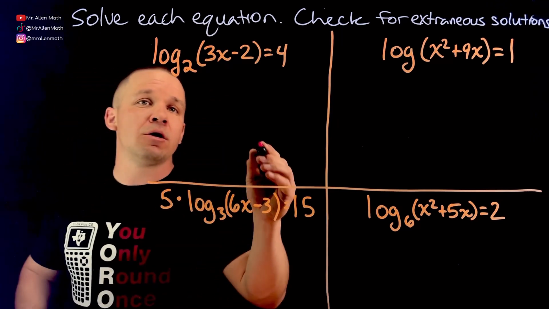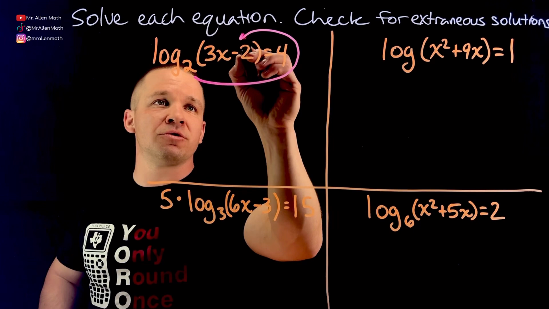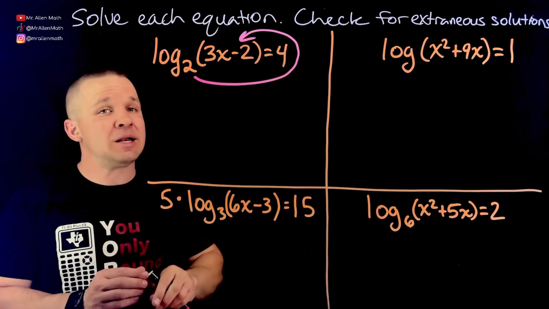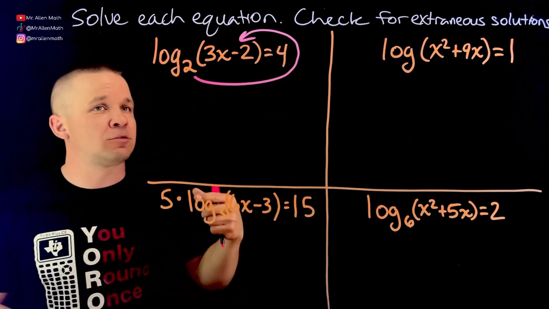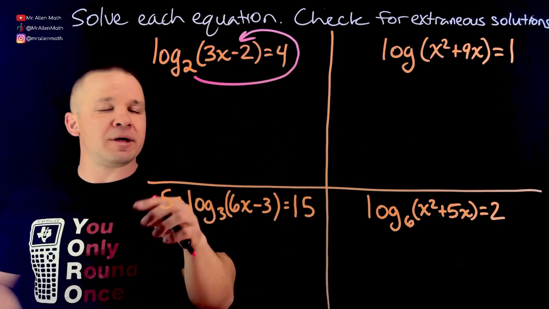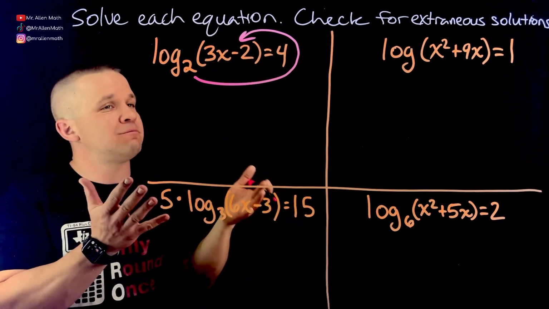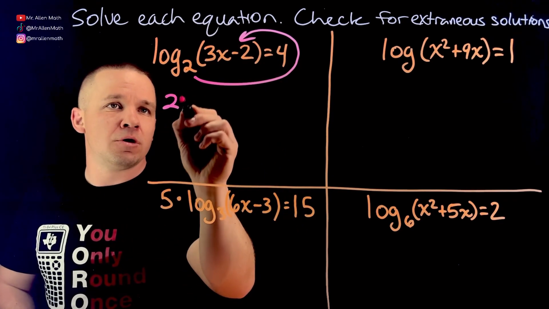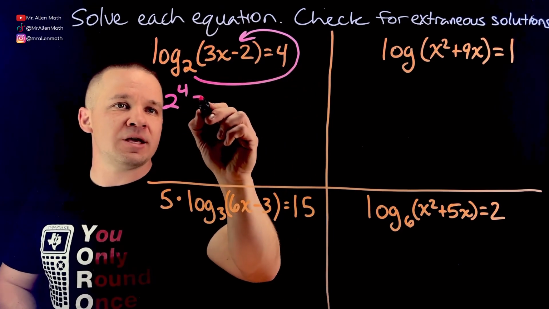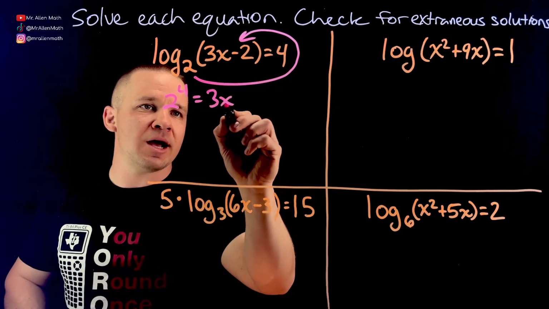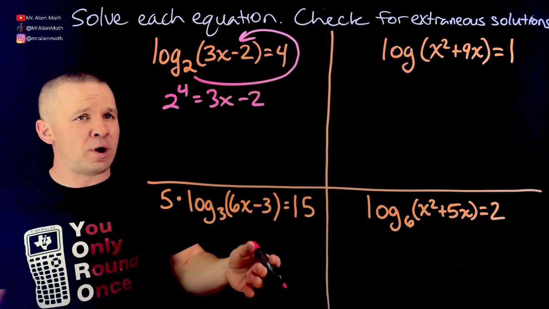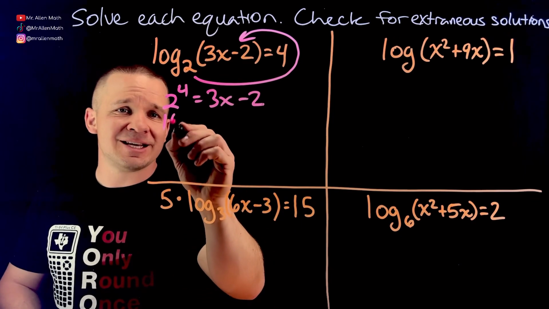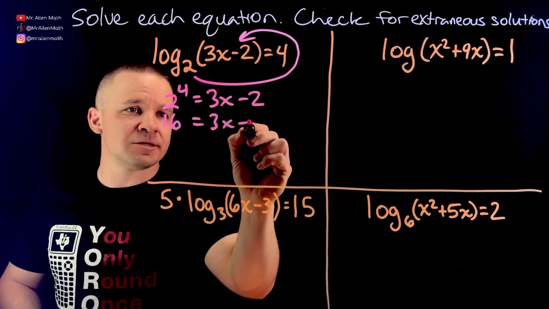But I can rewrite this in exponential form by using the loop and the swoop. It helps you remember the order of things. You don't have to use it. I like to use it. 2 raised to the 4th power equals my argument of the log, 3x minus 2. So what is 2 to the 4th power? That is 16 equals 3x minus 2.